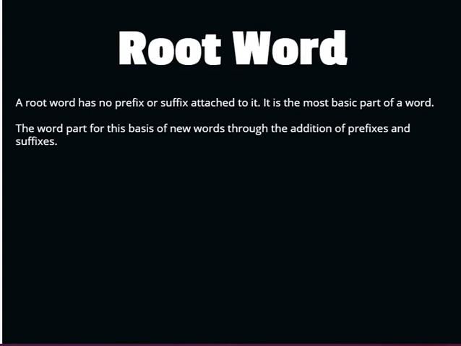So, what is a root word? A root word has no prefix or suffix attached to it. It is the most basic part of a word. The root part is the basis of a new word through the addition of prefixes and suffixes. What do I mean?